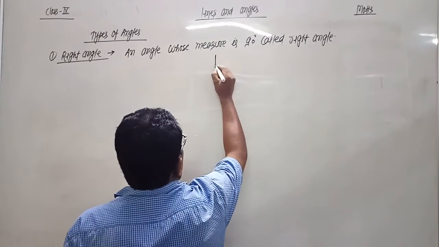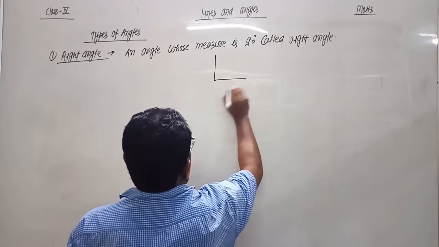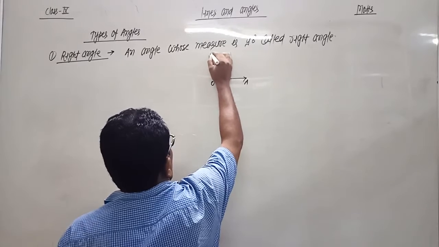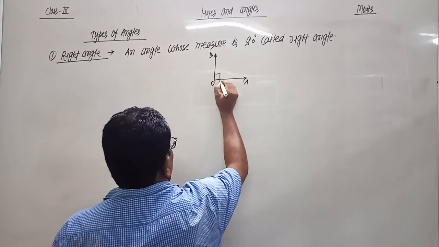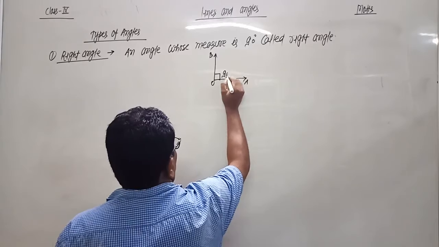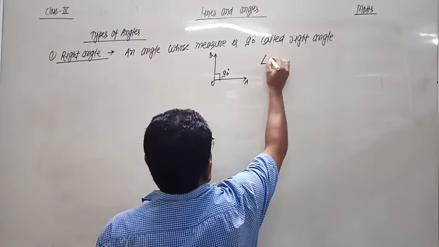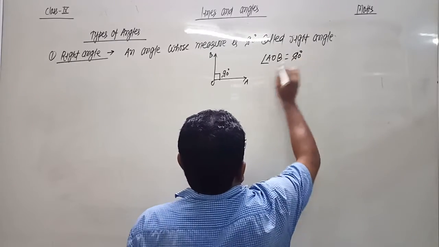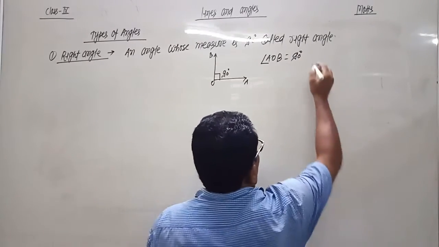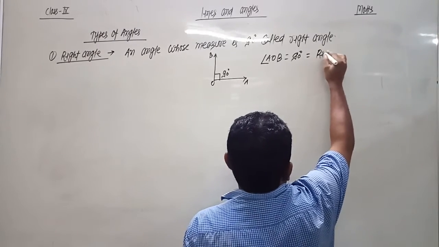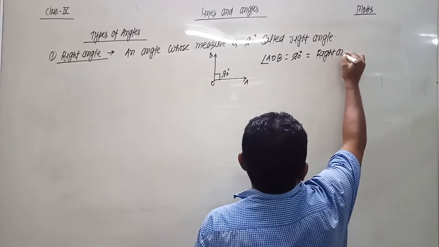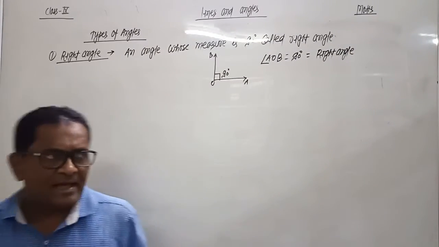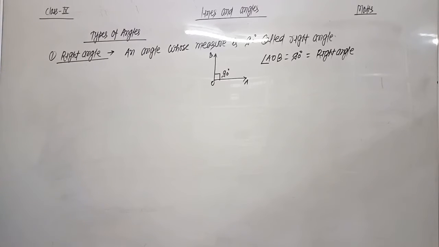So if there are two non-collinear rays, OA and OB, and the angle between them is 90 degrees, meaning angle AOB equals 90 degrees, then angle AOB is called a right angle.